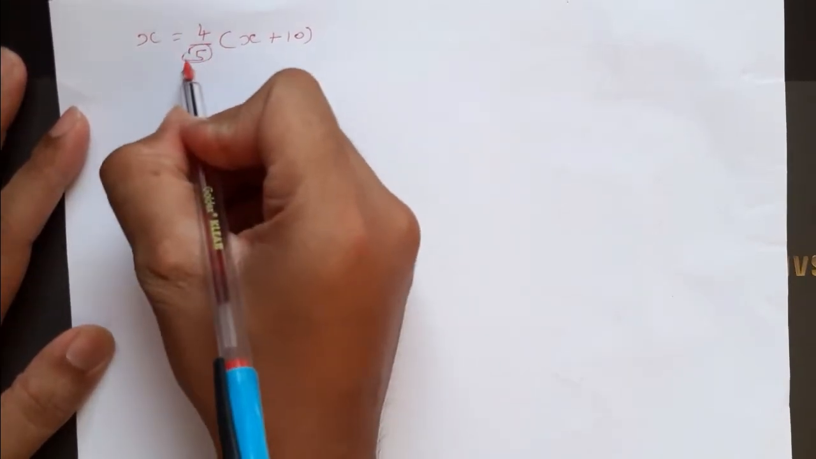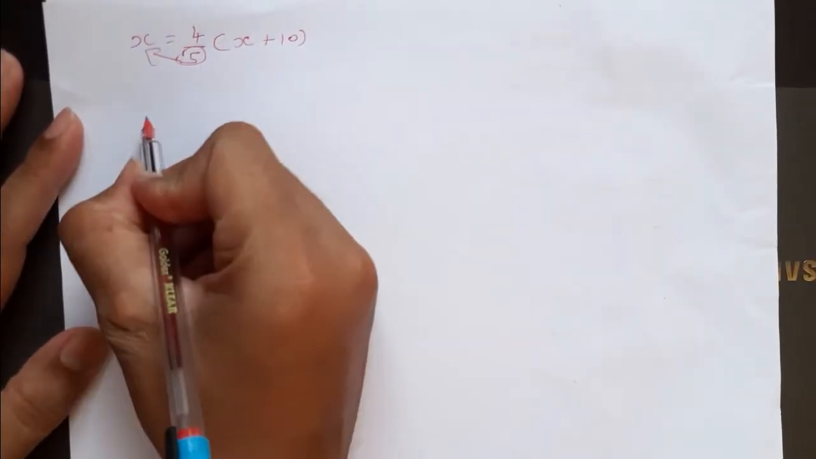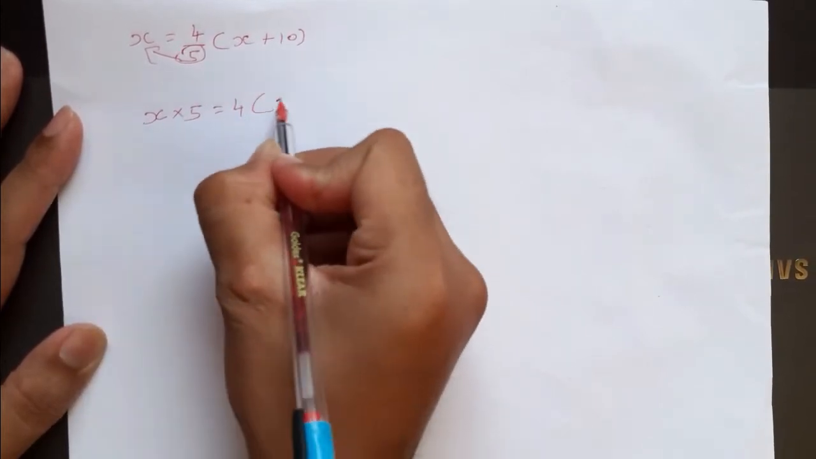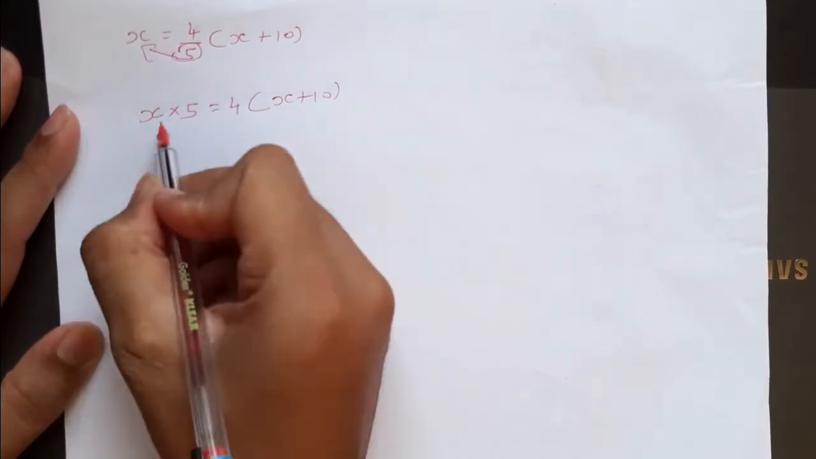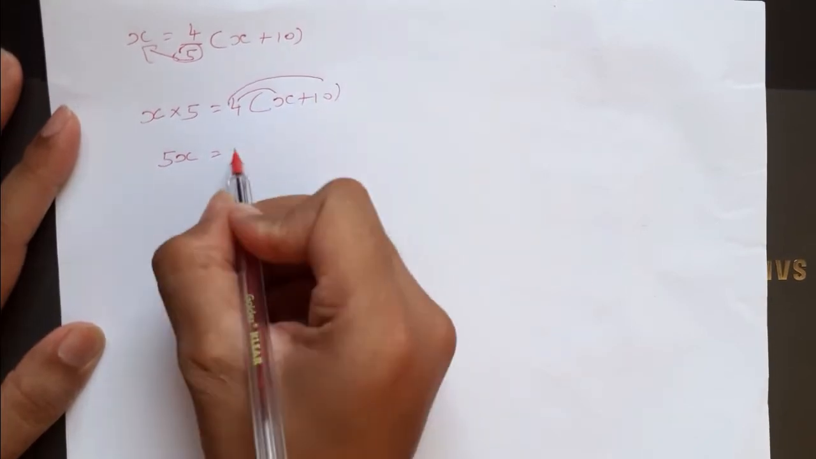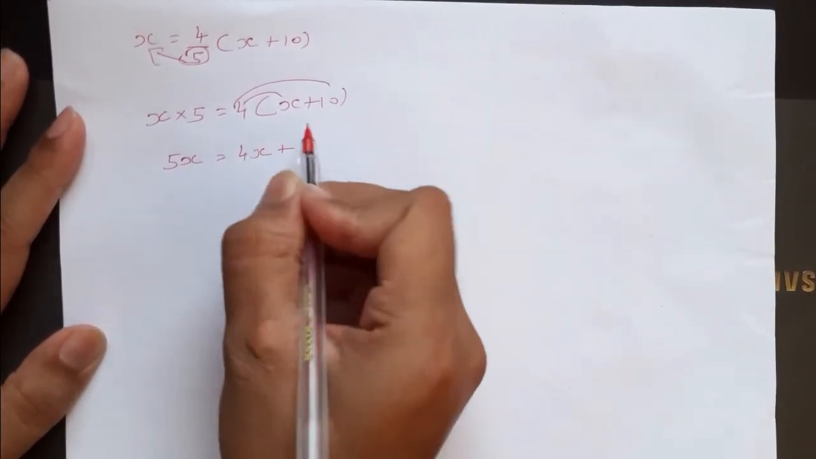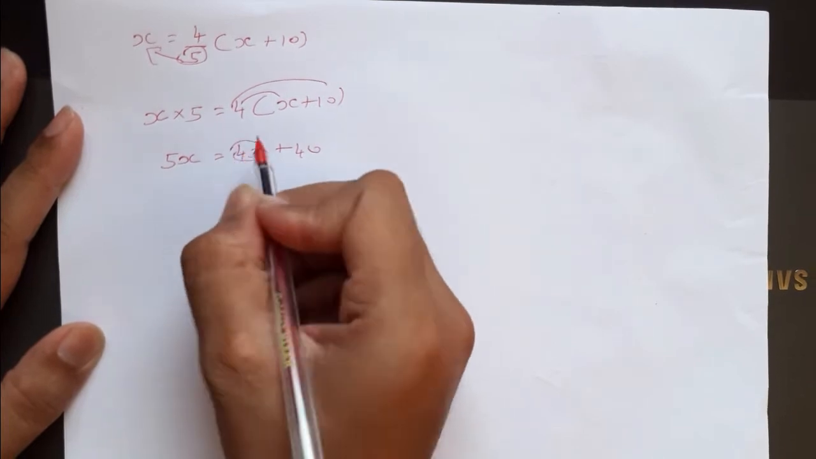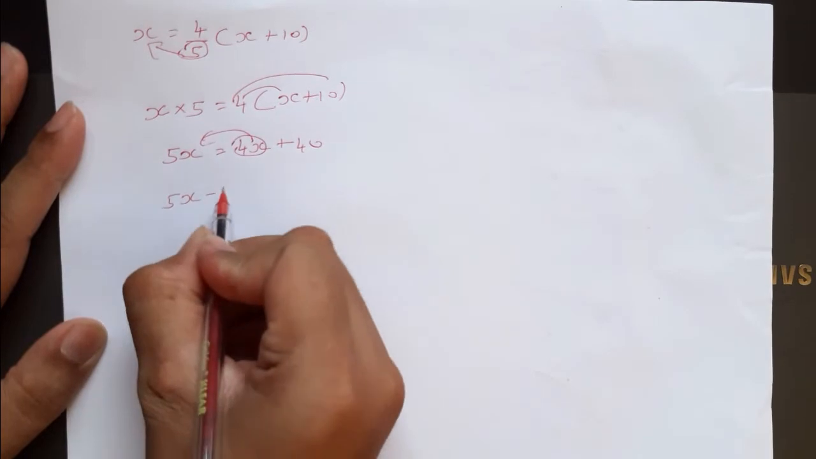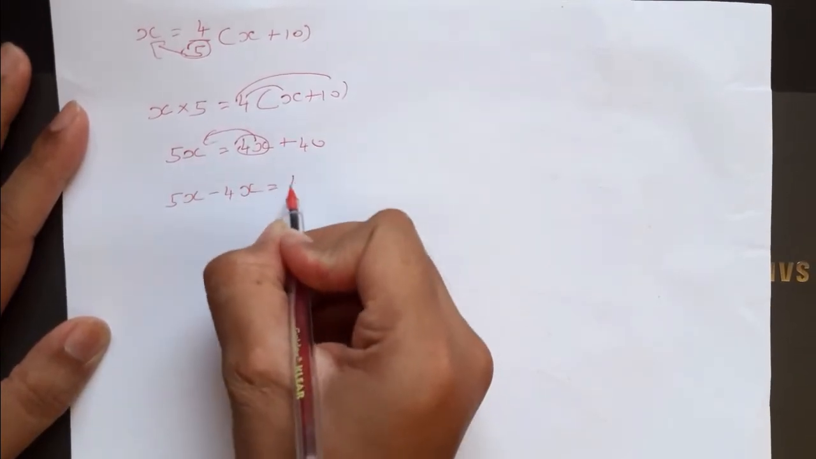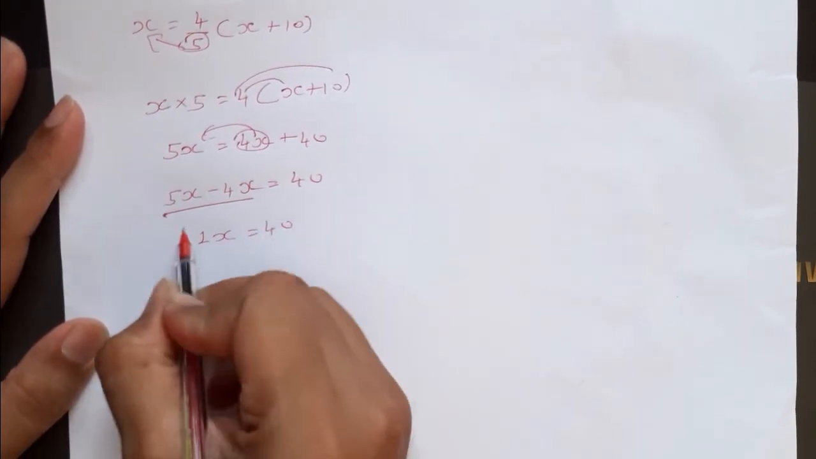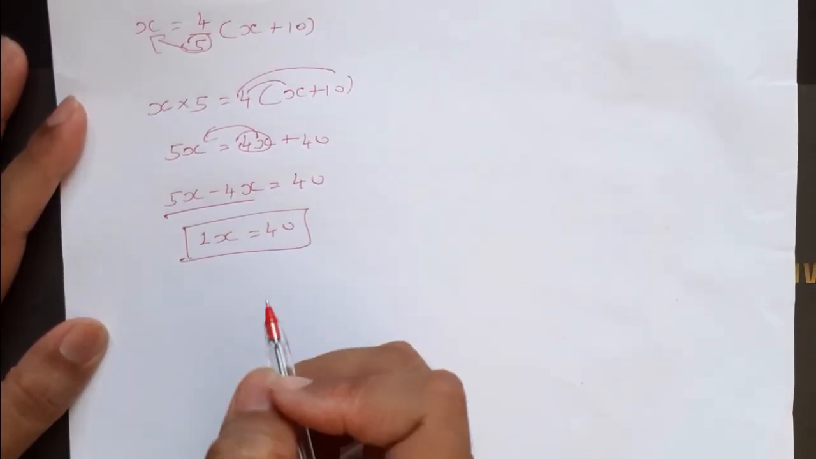Then this 5 is in the denominator, so we are going to transpose it. So x multiplied by 5 equals 4 bracket x plus 10. 5 into x will be 5x, 4 into x will be 4x and 4 tens are 40. Then we transpose this 4x to the LHS side. So 5x minus 4x is equal to 40. Now 5 minus 4 will be 1x equal to 40. So we got the value of x as 40.